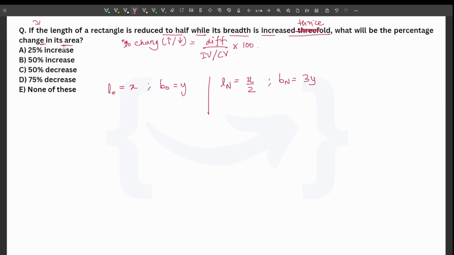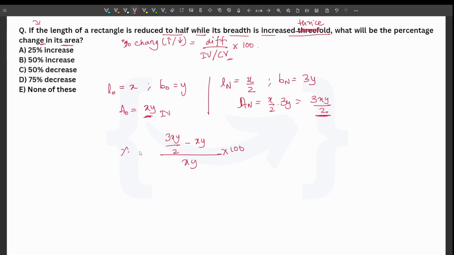We need to find the percentage change in area. So my A old area would be length into breadth, so it will become XY. My area new will become X by 2 into 3Y, which will give you 3XY by 2, isn't it? Now you have XY which has been increased to 3XY by 2. Just need to fill in the formula. XY can become my initial value, and the difference would be 3XY by 2 minus XY, divided by XY, into 100. So this would be my percentage change. This can become my final value, and this is my initial value.